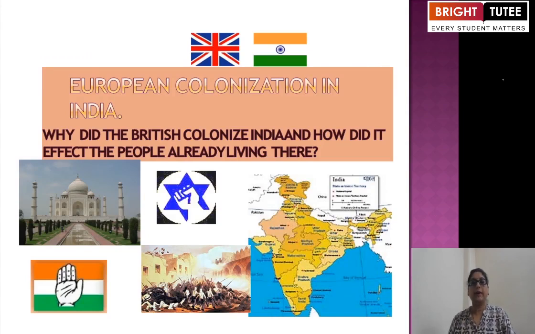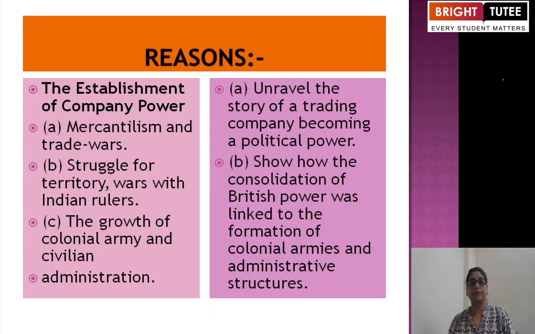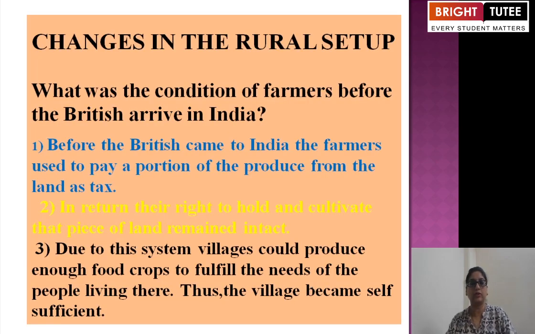Now, it was a very big question: how did European colonization occur in India? Why did the British colonize India and how did it affect the people really living here? Now, what are the reasons? The establishment of company power, mercantilism, and trade wars, which unravel the story of a trading company becoming a political power. Territorial wars with Indian rulers and the growth of colonial army and civilian administration show how the consolidation of British power was linked to the formation of colonial armies and administrative structures.